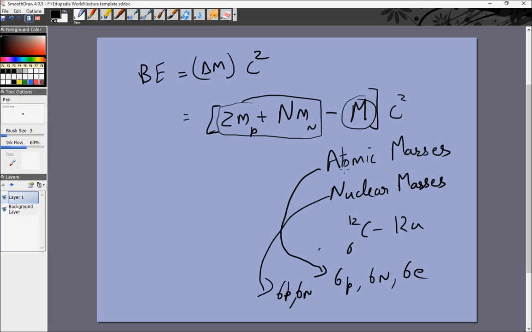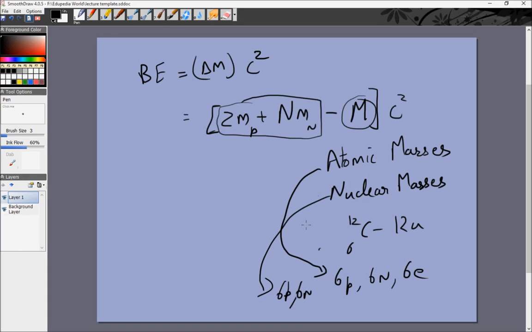So sometimes we use atomic masses in which the mass of the electron is also used, sometimes we use nuclear masses in which the mass of the electron is not used, and they have actually different values. Unless otherwise stated, the mass will mean the mass of the atom, that means including the electrons, right?